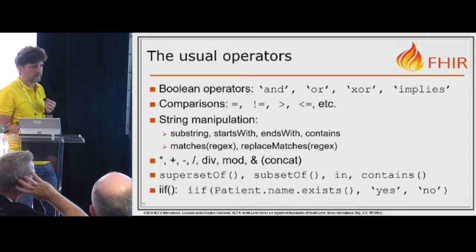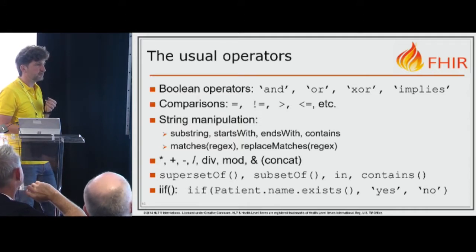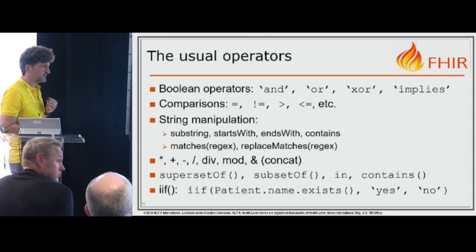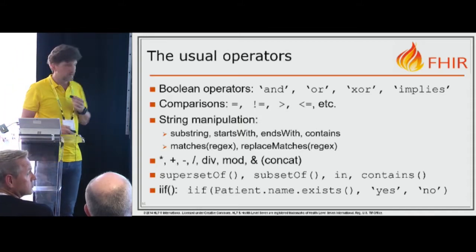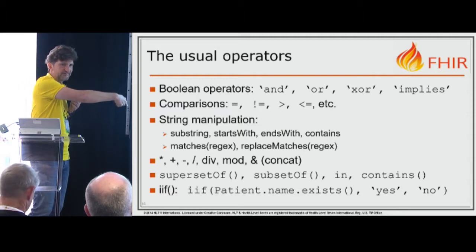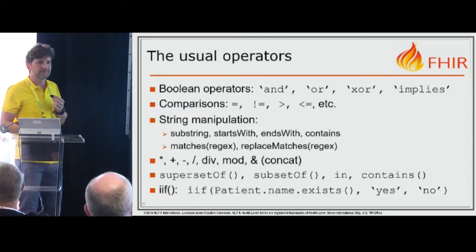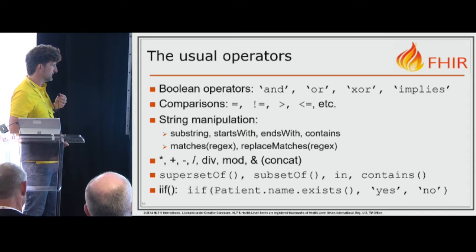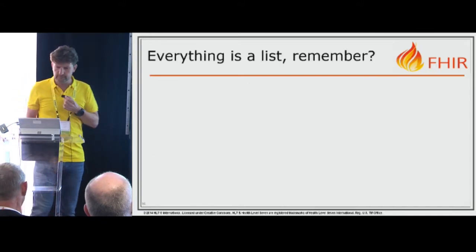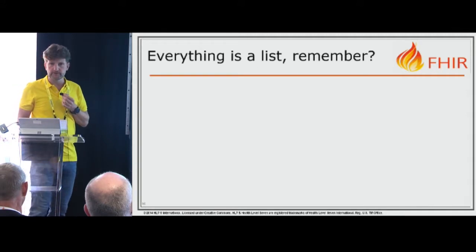There are tons and tons more operations in the FHIR spec, and I'm sure that the normative edition coming out this year adds a lot more stuff. Most of the FHIRPath engines allow you to add additional functions to the list that we have. So everything is a list. I think I made that point clear.